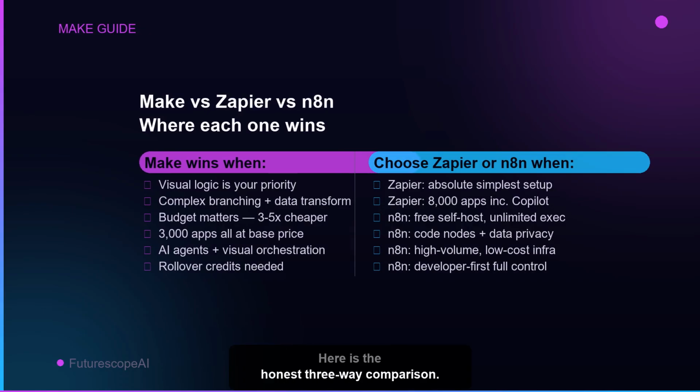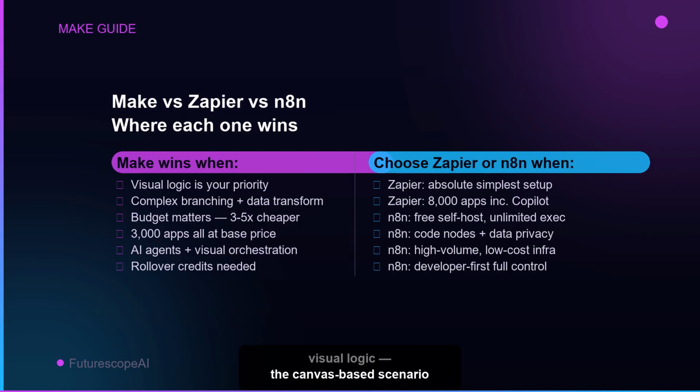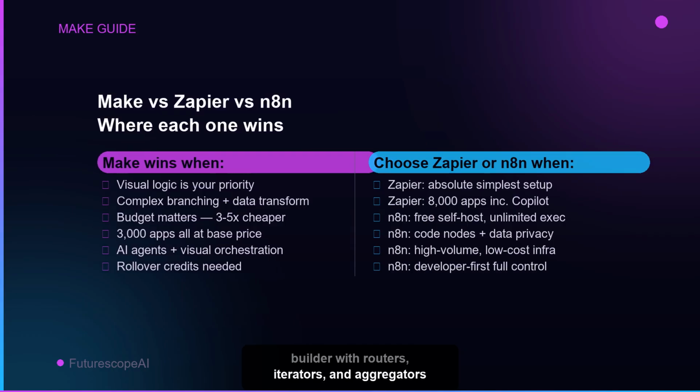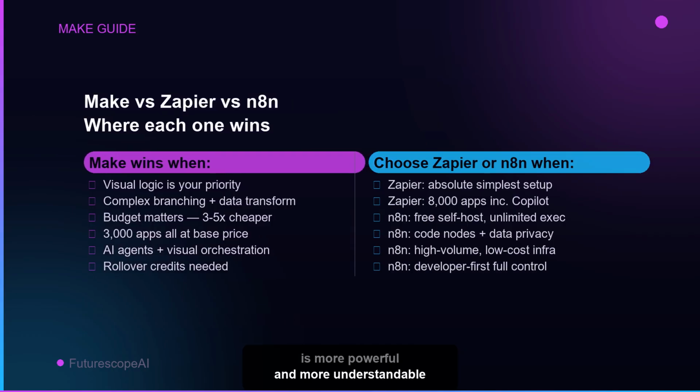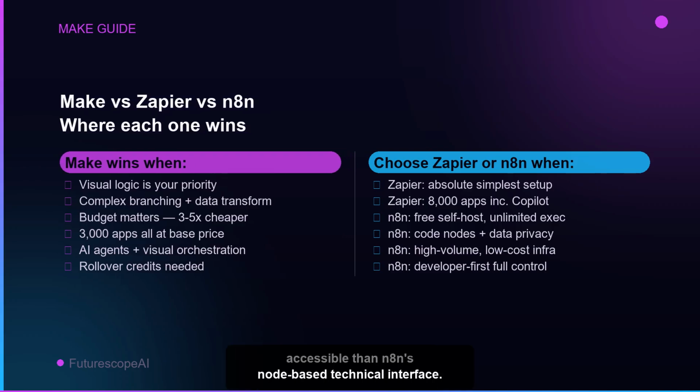Here is the honest 3-way comparison. Make wins on visual logic. The canvas-based scenario builder with routers, iterators, and aggregators is more powerful and more understandable than Zapier's linear steps and more accessible than N8N's node-based technical interface. Make wins on cost versus Zapier, 3 to 5 times cheaper for equivalent workflow volume. Make wins on app pricing. All 3,000 integrations are available on every plan without a premium tier surcharge.